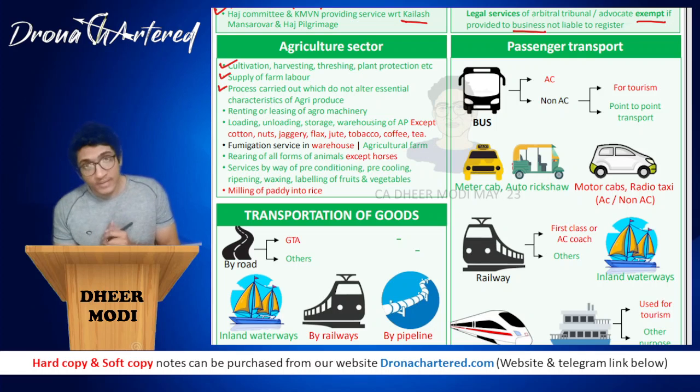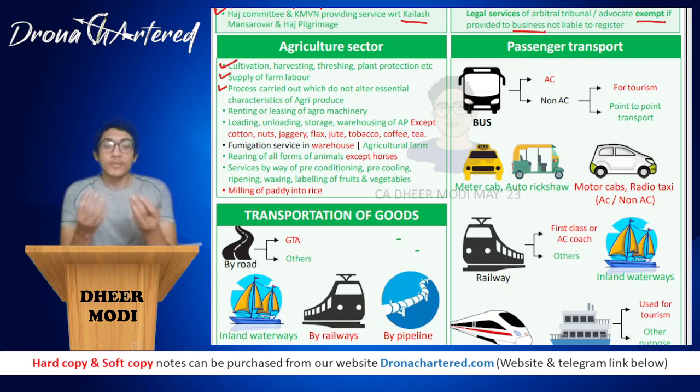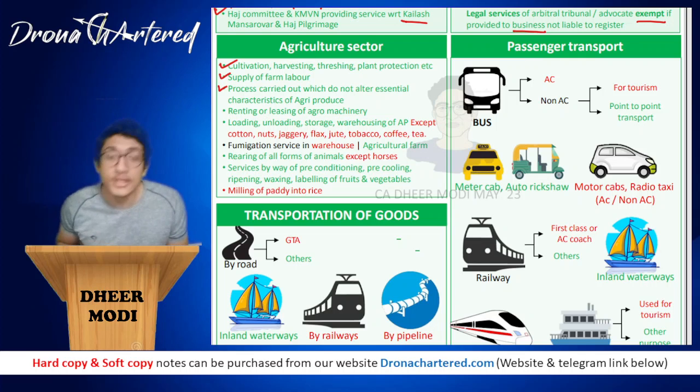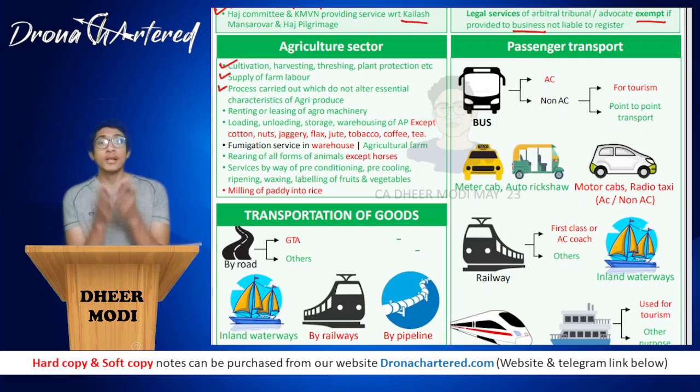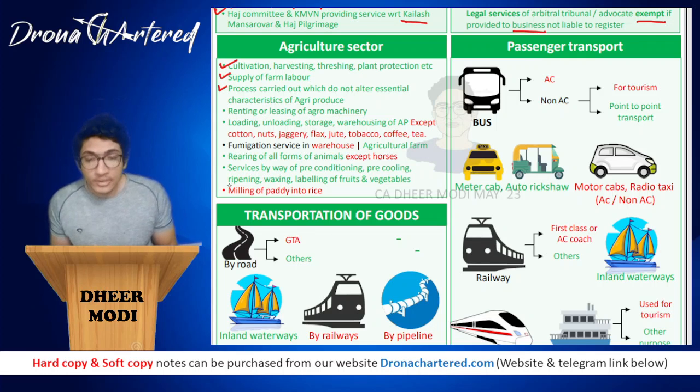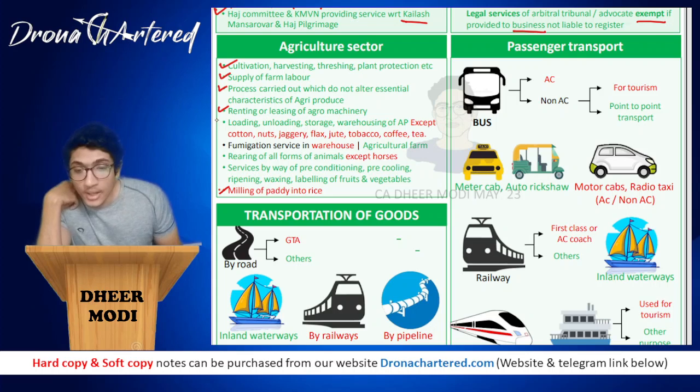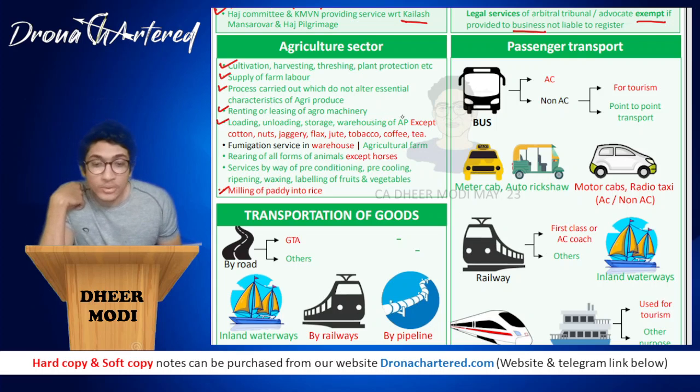For example, they will give you a question of processing, that is milling of paddy into rice. Since this changes the essential characteristics, it does not leave the final product as an agriculture produce because there is a lot of processing. So in such a case, this will be taxable. But if any process does not change the essential characteristic, that will be considered exempt. Any renting or leasing of agriculture machinery or agro machinery will be exempt. Loading, unloading, storage, and warehousing of agriculture produce are exempt.